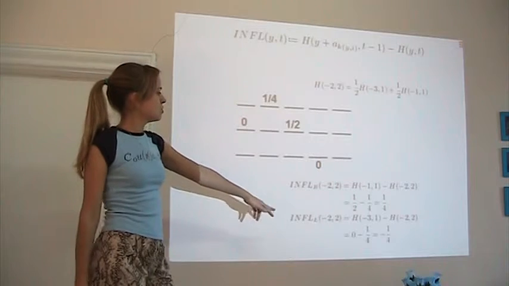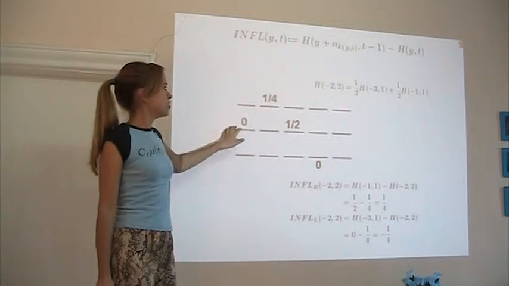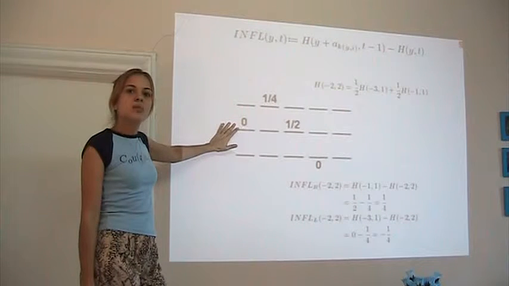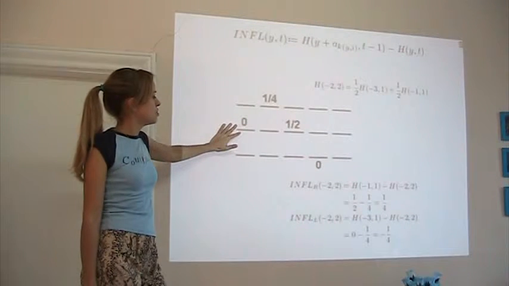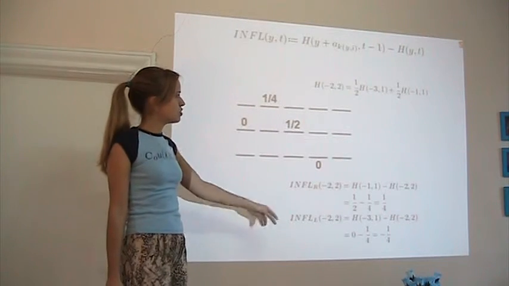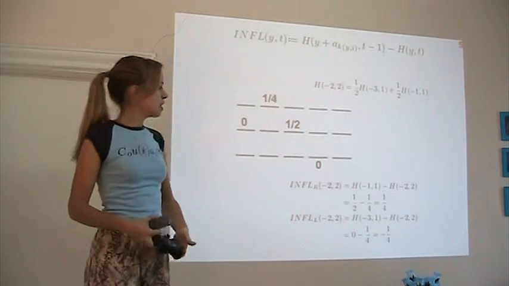The influence to the left, if the arrow was pointing this way and sent the chip here, so now after the prop step I have 0 chance of getting to the origin. Before I had 1/4. So the influence to the left here is negative 1/4.